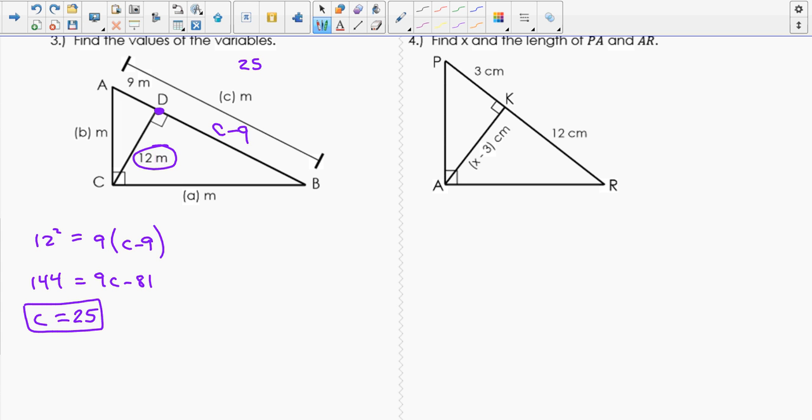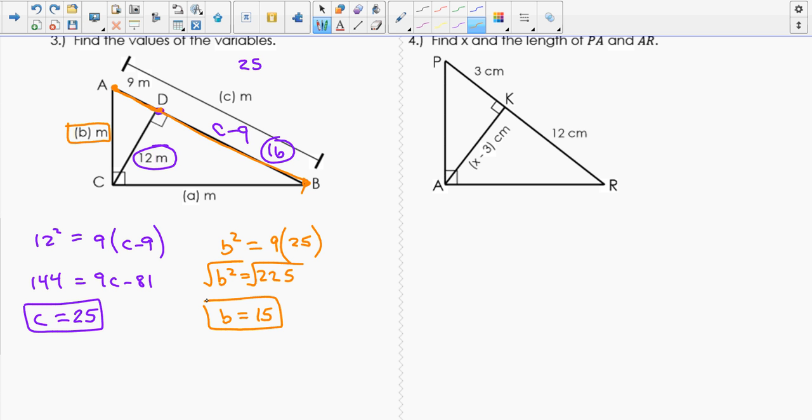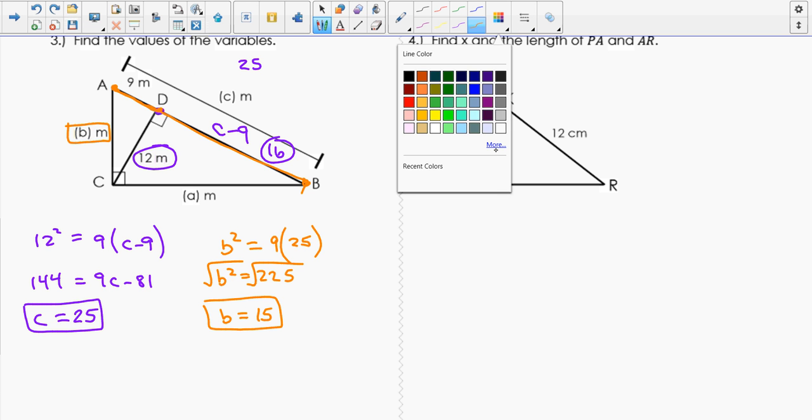Okay, so if C is 25, then 25 minus 9, this has to be a length of 16. Now I can figure out my other side length, so I'm going to figure out B. B is a leg of my big triangle, so leg squared equals the short adjacent side, which goes from A to D, so 9, times the long adjacent side, which goes from A all the way to B, which I just found to be a length of 25. So I get that B squared equals 225. I can take the square root of that, and I realize it's a perfect square, so I don't have to worry about simplifying. That's nice.